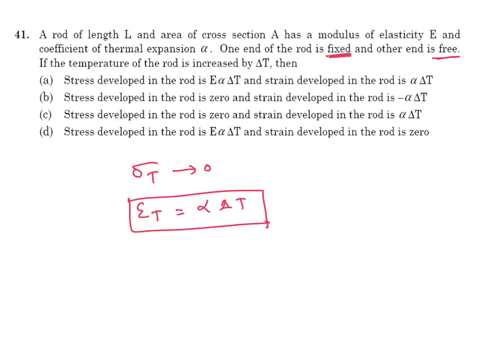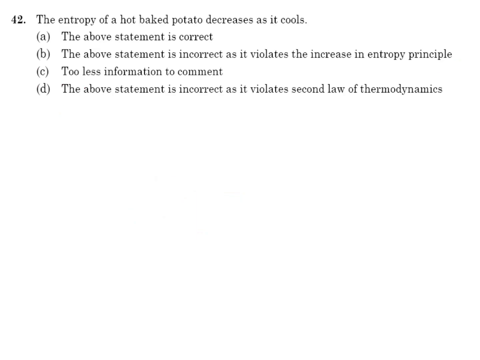So from the options, stress developed in the rod, so not possible, stress is 0. Stress developed in the rod is 0 and strain developed in the rod is minus alpha delta T. This is also minus, so not possible. Stress developed in the rod is 0 and strain developed in the rod is alpha delta T. C is the answer.